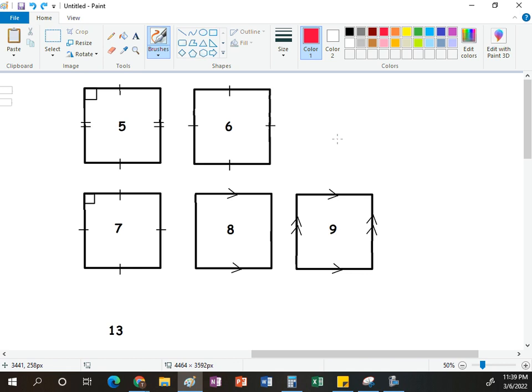So 4 congruent sides, but no right angle. Hopefully you know that that is a rhombus.